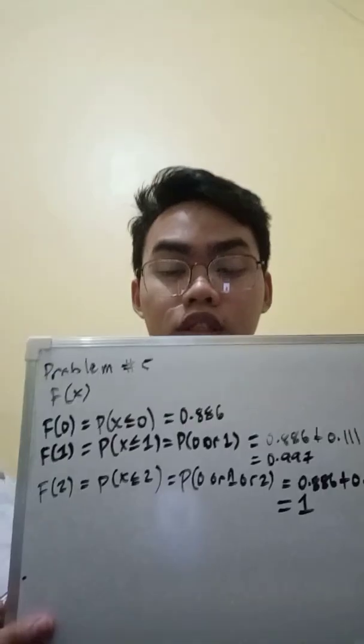So for our last point, we have f of 2, which is equal to probability of x less than or equal 2. So it's equal to probability of 0 or 1 or 2. Okay? So we will add the probabilities of those. We will now get 0.886 plus 0.111 plus 0.003, and this is now equal to 1. Okay, this is equal to 1 since we add all the probabilities of x.